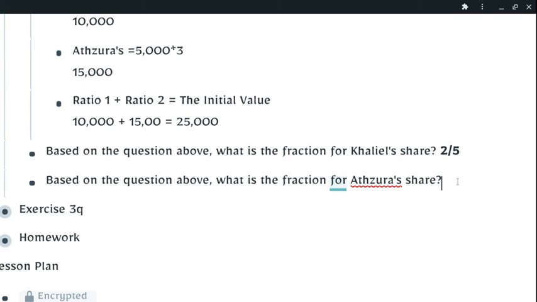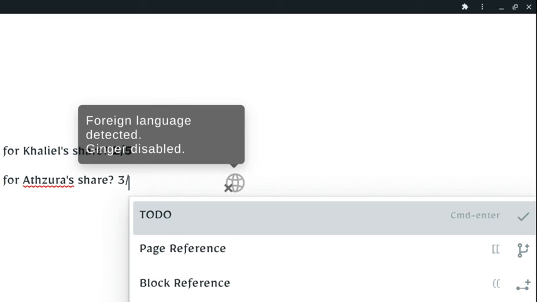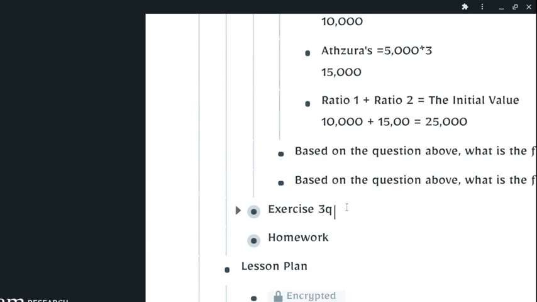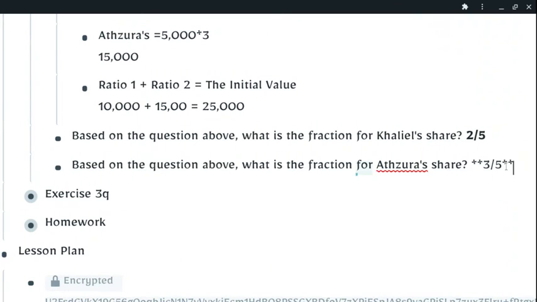Right? What was the share for Azura? 3. Right? And what was the total amount of shares? 5. Right. So that fraction now tells you the total amount of shares that Azura got. Good. Now this actually takes us into the second method.